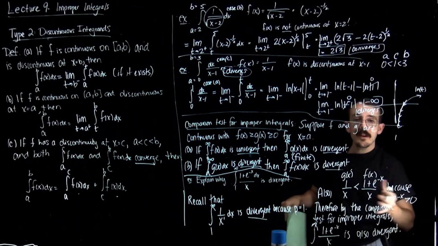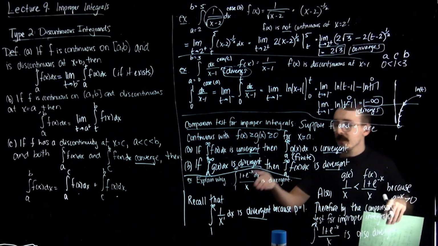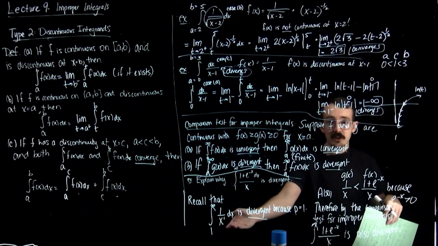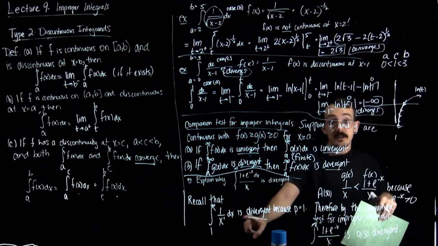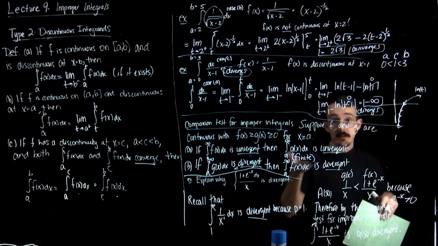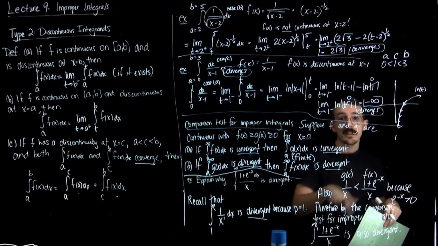So the way you do comparisons, and you're going to see this later when we do series as well, is you start with something you know for sure is convergent or divergent, and then you make the appropriate comparison. So if I started with something that's divergent, I better supply something that is even bigger to show that that's also divergent. And that's what I did right here.